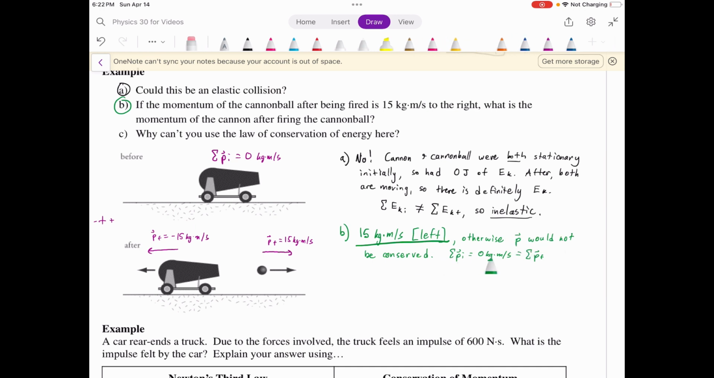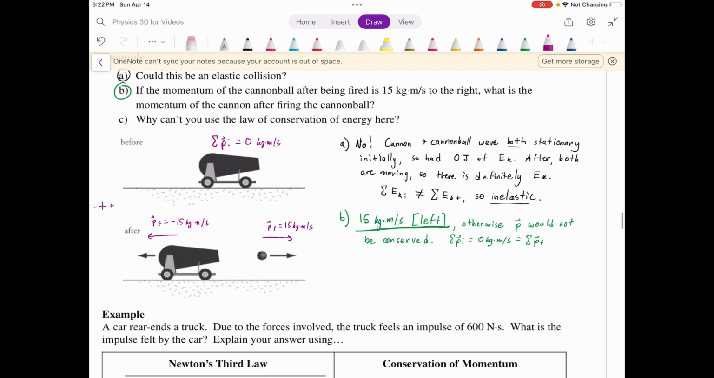Total initial was 0. That has to be the same as the total final, right? We can use a VAD here as well, a vector addition diagram, right? We could say, okay, momentum of the ball final, add that tip to tail with the momentum of the cannon final so that they perfectly cancel each other out and our net momentum vector is 0.